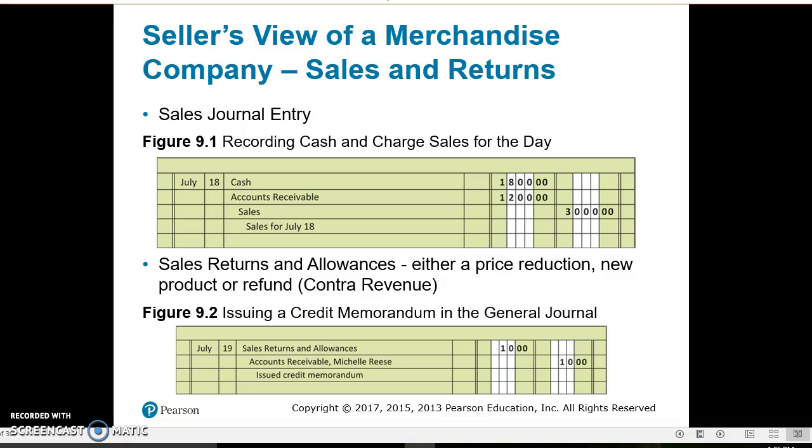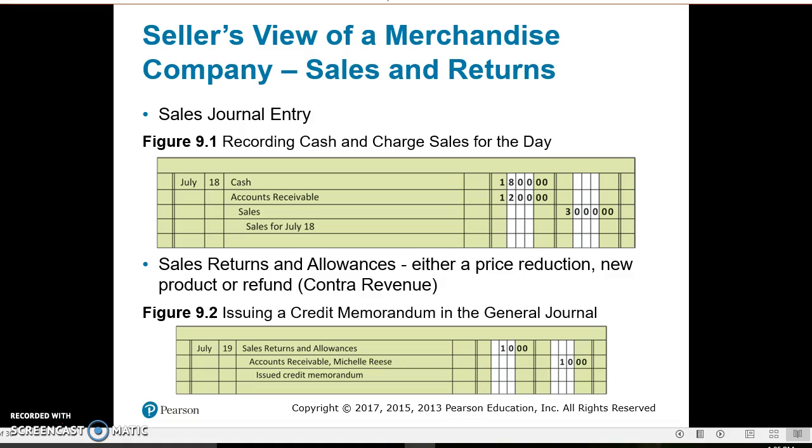The first one you're going to look at is the fact that you're going to record the whole amount as sales for $3,000. Then accounts receivable for the amount that was charged and cash for the amount that was paid in cash. So in that way, then you have the total sales.